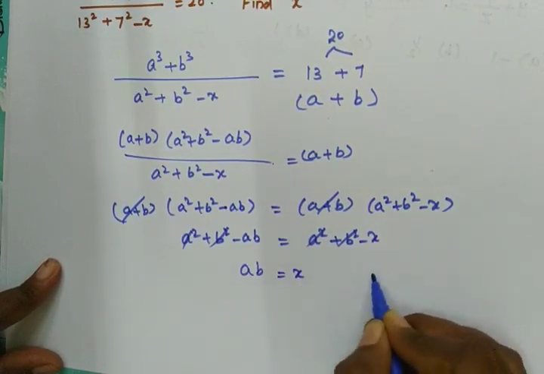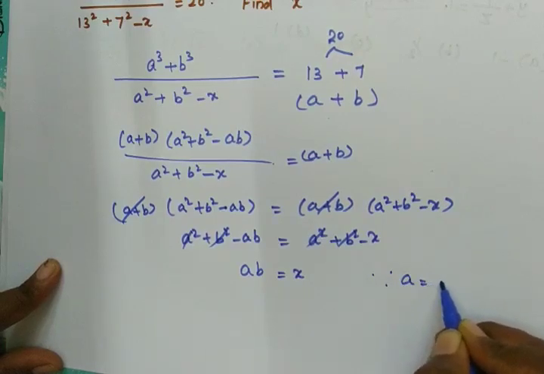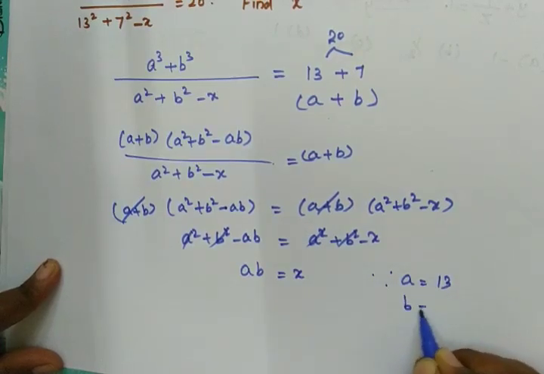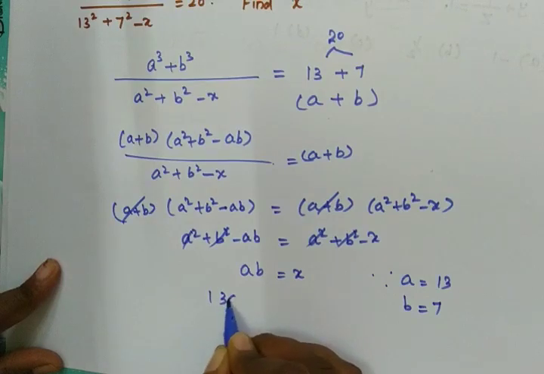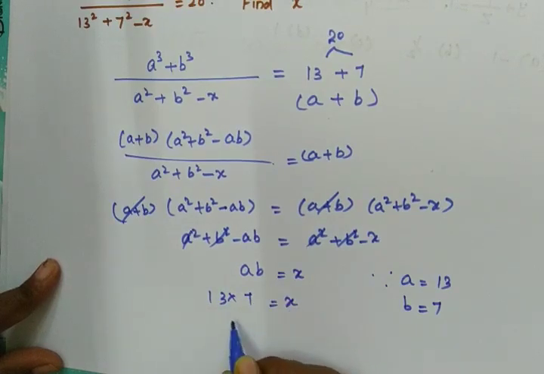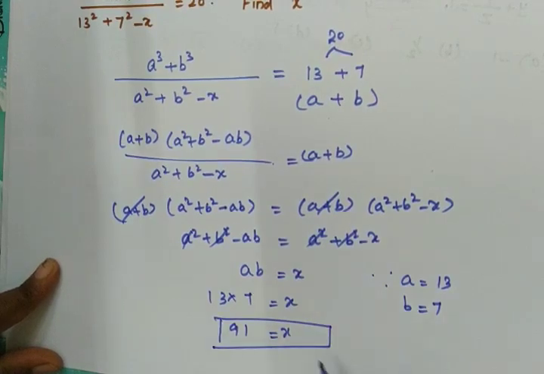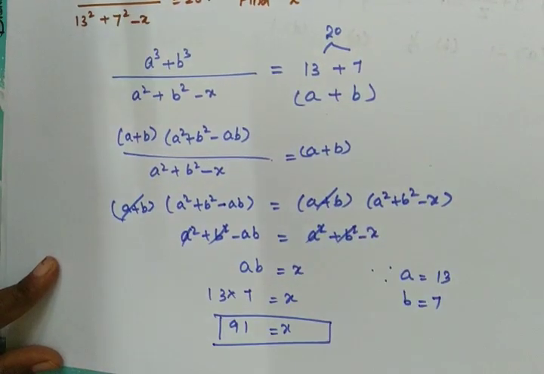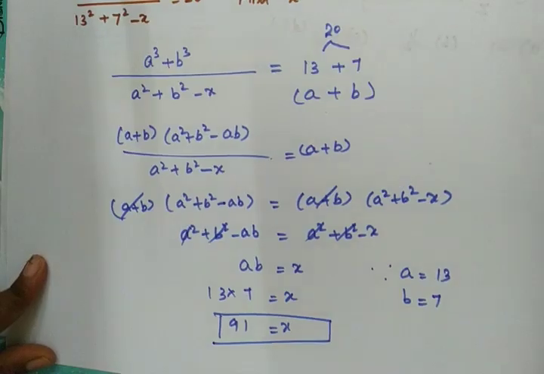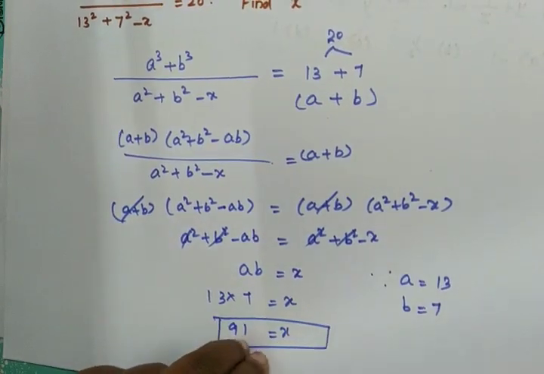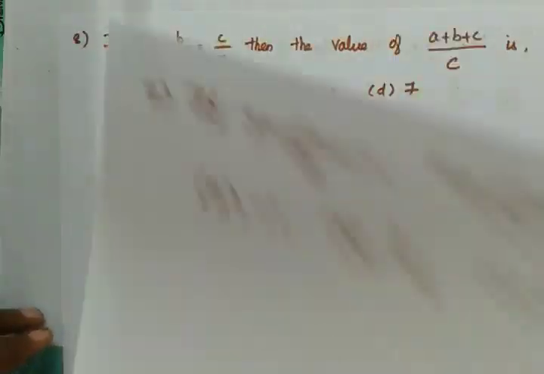Now what is the value for a? We know that a is equal to 13 and b is equal to 7. Now substitute 13 into 7 is equal to 91, which is equal to x. So therefore the value of x is equal to 91. Now let us move on to the next problem.